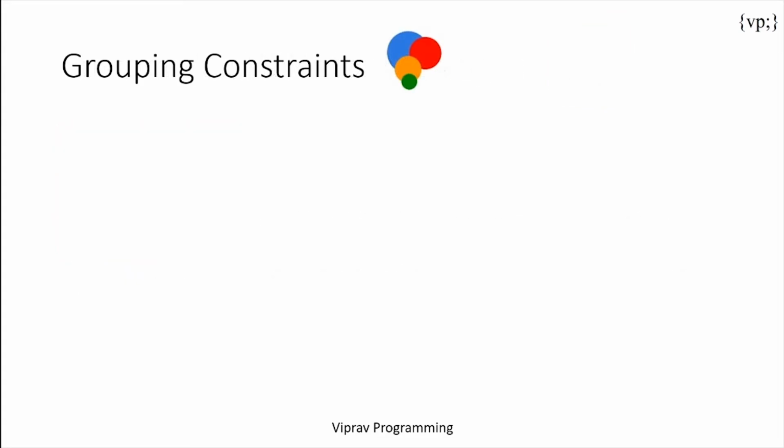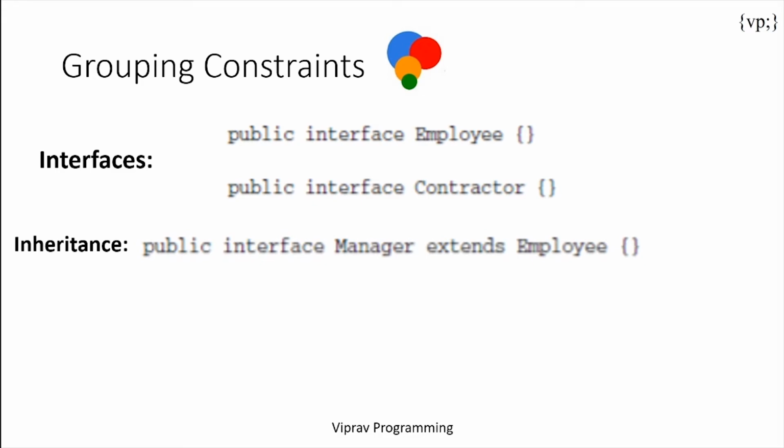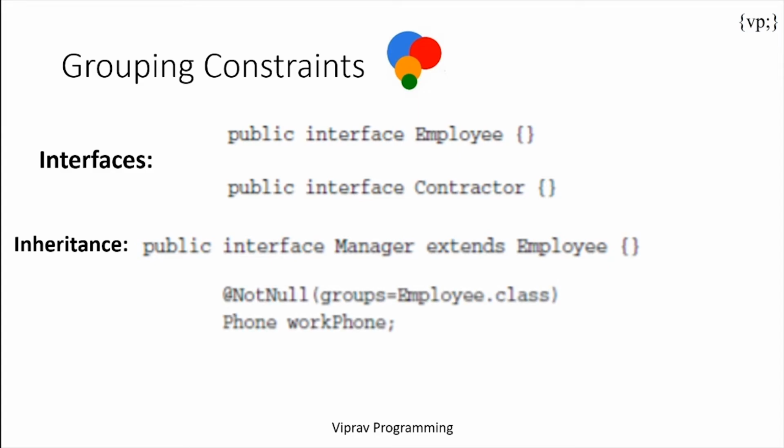So let's take a look at grouping constraints. Constraint groups are created to use multiple constraints at the same time. Constraint groups are represented by either interfaces, or you can also create constraint groups that also inherit from other groups. When a constraint is declared, it specifies the constraint group it is part of with the group's element. You can also have multiple groups specified with the @NotNull with multiple groups inside it.